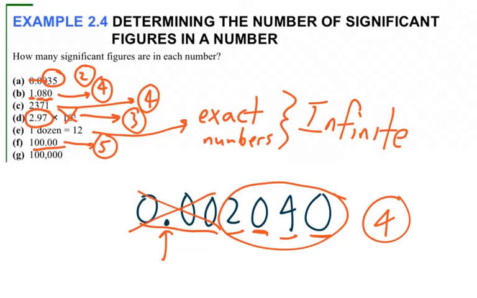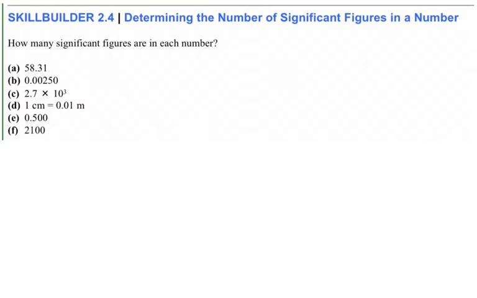Now, G is the opposite of F. They are also trailing zeros. However, there's no decimal point. And the rule says that if you have trailing zeros with no decimal point, that they are not significant. In fact, what they're called is placeholders. So this one has only one significant figure, which would be the 1. Okay? So hopefully you're getting the hang of this.